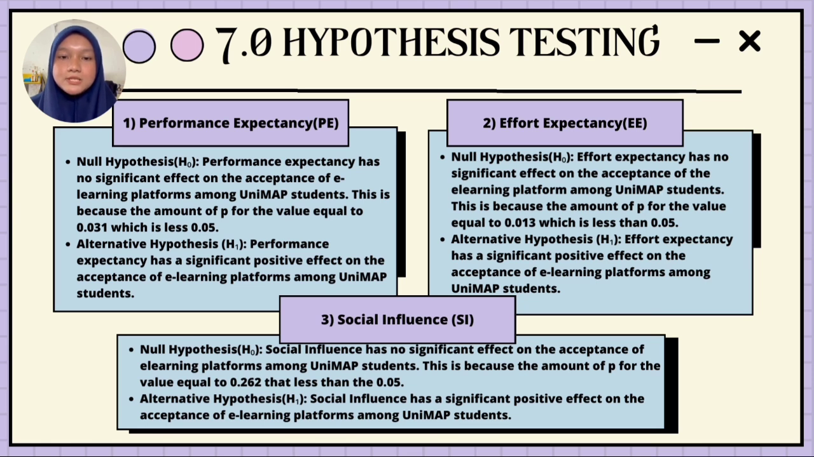Third, social influence. Null hypothesis: social influence has no significant effect on the acceptance of the e-learning platform among Unimed students. This is because the p-value is equal to 0.262, that's less than 0.05. For the alternative hypothesis, social influence has a significant positive effect on the acceptance of the e-learning platform among Unimed students.